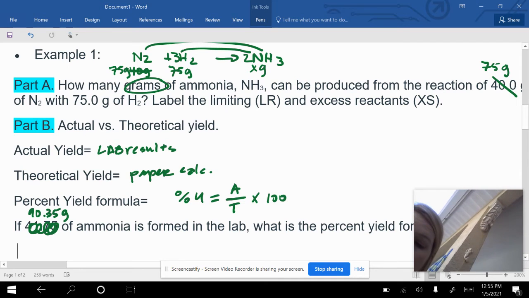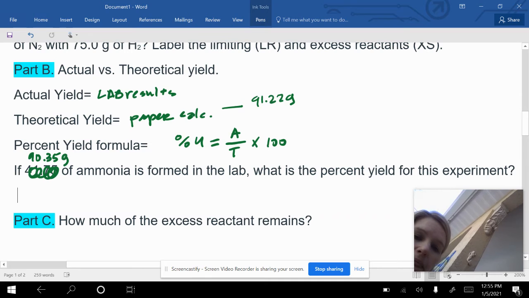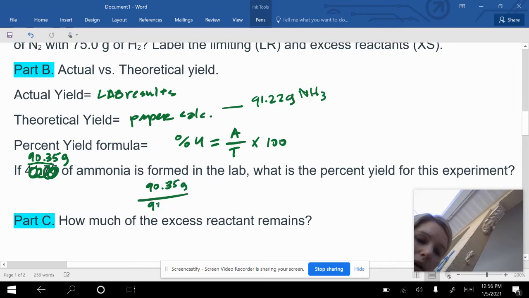Okay, so we're going to try that with what we have here. So we said that our theoretical yield, which we calculated on paper, was 91.22 grams. Remember? That's how many grams of ammonia we said we could theoretically produce. But some chemists in the lab did it, and they got 90.35 grams. So we want to know, what is our percent yield for this? So we're going to take our actual 90.35 grams divided by our 91.22 grams times 100. And we're going to calculate our percent yield to 2 decimal places. And I got that it's 99.05%.